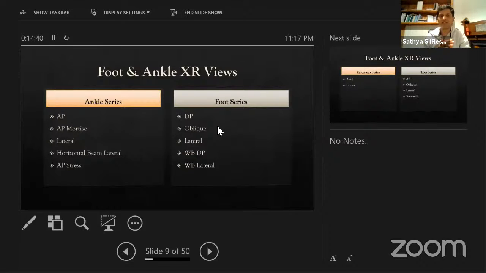On the foot series, a dorsoplantar view, that's a DP view we call it, and then the oblique view is used, then the lateral view, for example, to look at the arch of a person, or you look for a calcaneal spur, you want to rule out what we are dealing with. So the lateral view will be much better. And then the weight bearing dorsoplantar view.